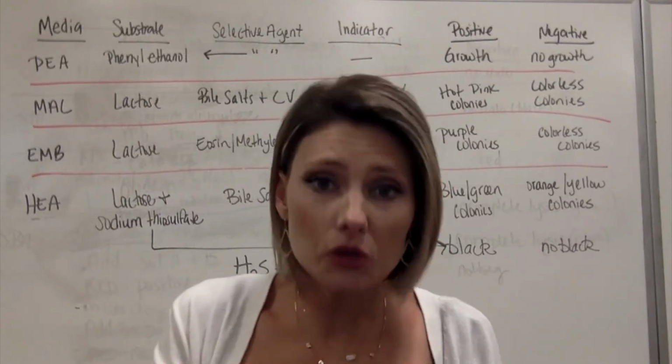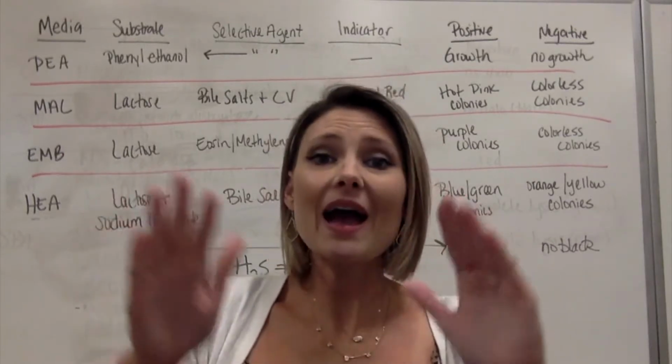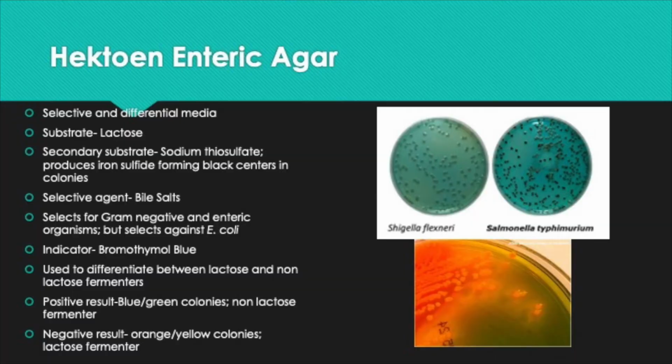So if you're not confused yet, let's move on to the last media, which is HEA. If it could get any more complicated, it is a little bit more complicated than the others that we have gone over, because it's got a secondary substrate. So it's got lots of stuff in this media, so there's a lot for us to go over. So HEA stands for Hektoen enteric agar. It's kind of a crazy name, but we are testing for enteric bacteria, so that's where the name comes from.